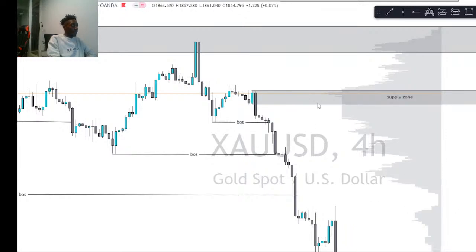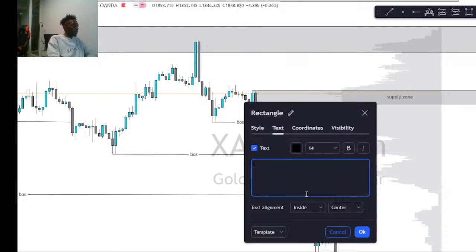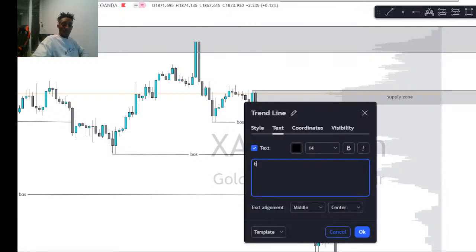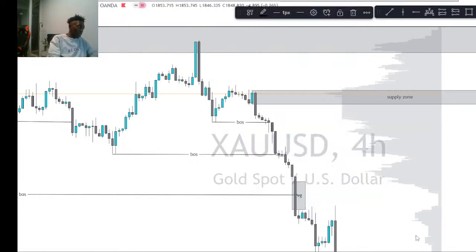Below the supply zone, we can see that the market left a fair value gap here. FVG, a fair value gap. You understand? And then we can also see that the market gave us a break of structure here. After a break of structure, the market needs to push to the opposite direction.